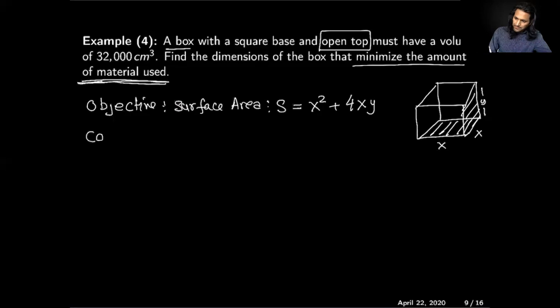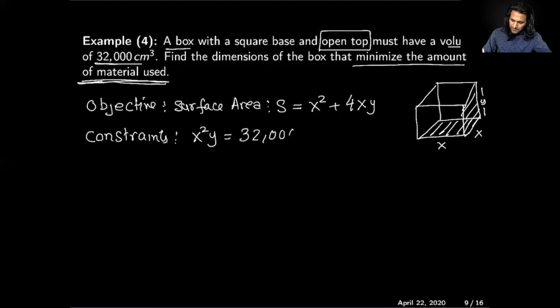What is the constraint? The constraint is usually the constant, which here is the volume of the box. The volume is x squared times y, which is equal to 32,000 cubic centimeters. That is the material used to build that box. Now I will simplify the constraint and then rewrite my objective function.